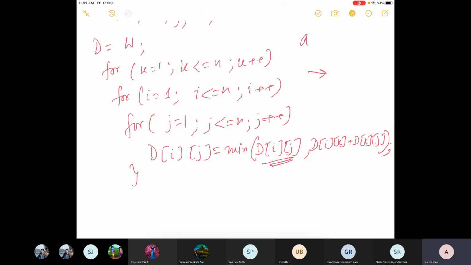Can you not write A is equal to minimum of A and B? Yes, sir. It means the value of k minus 1 loop was being stored here, and now the loop is new. Exactly. So k minus 1 was being stored here, and now it will become k.